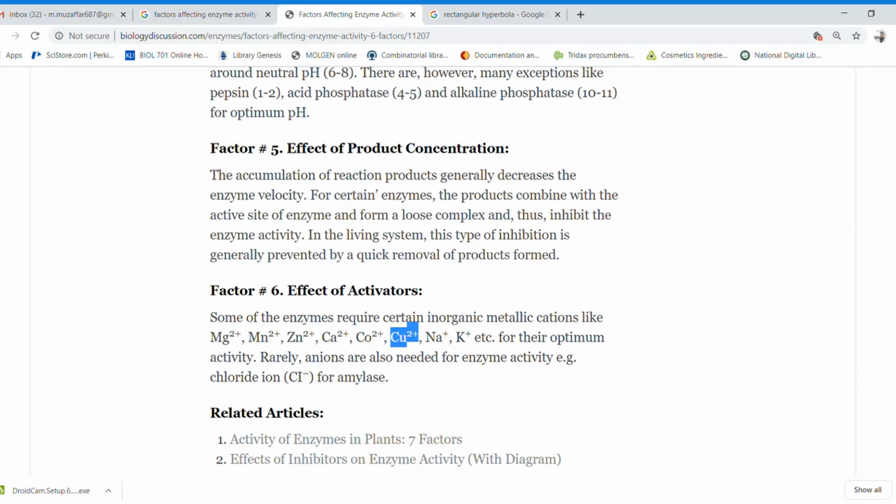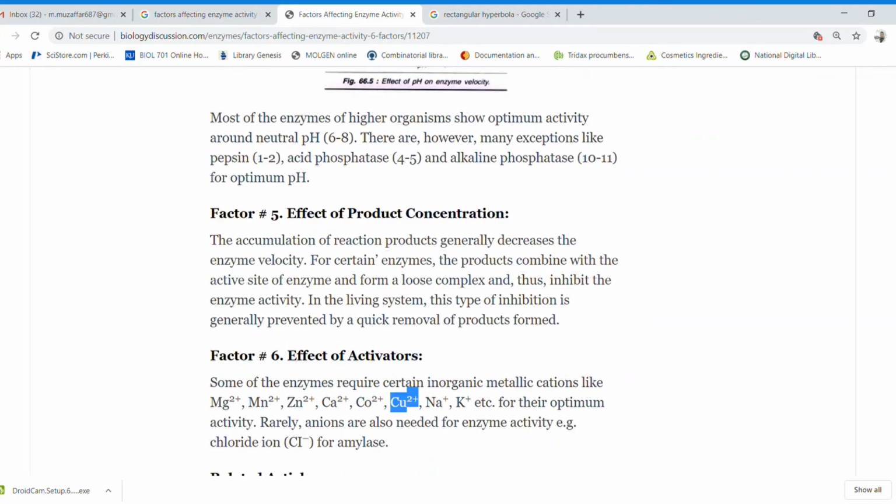Okay, these are the 6 factors responsible for the enzyme activity. These were the factors that were affecting the enzyme kinetics or enzyme activity.